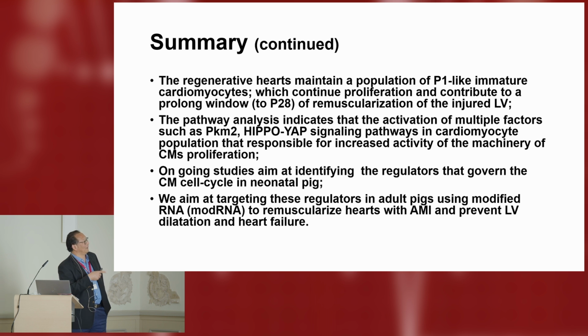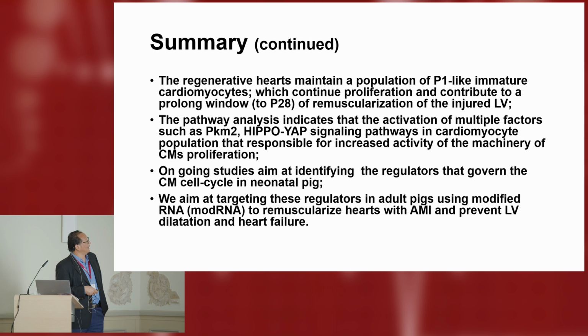And in this summary, we talk about ongoing work. So the regenerative heart maintains a population of P1-like immature cardiac myocytes which continue to proliferate and contribute to the prolonged window to P28 of remuscularized injured ventricle. The pathway analysis indicates activation of multiple factors such as PCAM2 and Hippo signaling pathways in the cardiac myocyte population that are responsible for the increased activity of the machinery of cardiomyocyte proliferation.